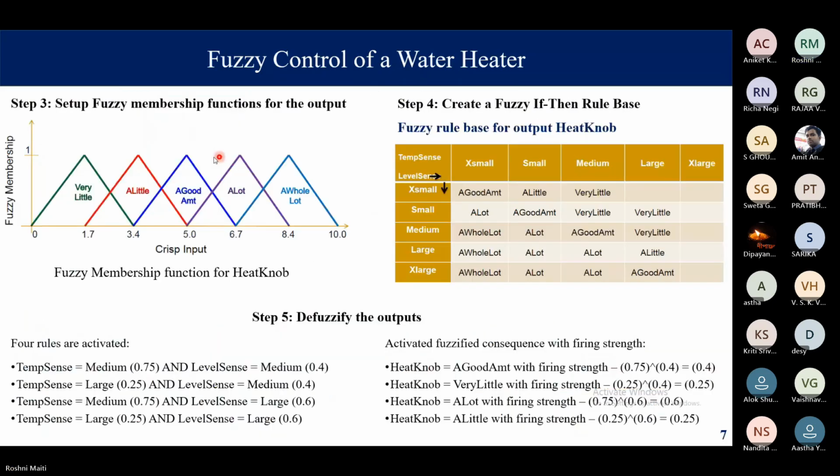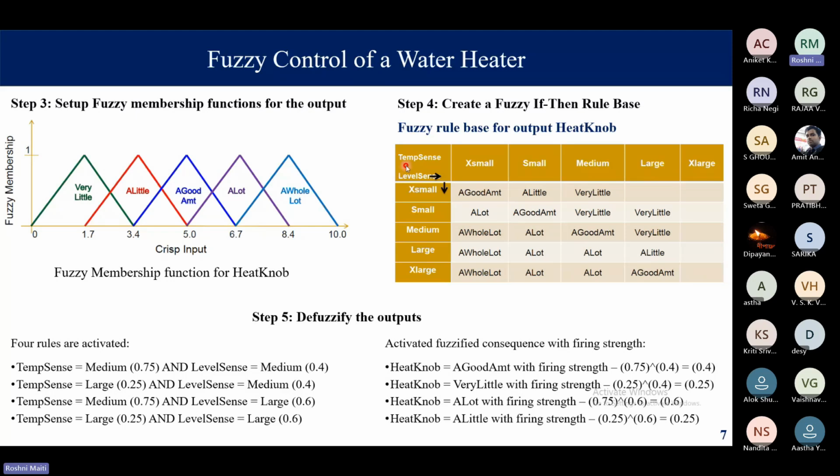After this, we have to generate another membership function for our output. Here our output will be the heat knob, where we have to fix our heat knob to maintain that level and that temperature. For the heat knob, we again have defined some membership functions. And not only that, after this, we have created one if-then rule base.